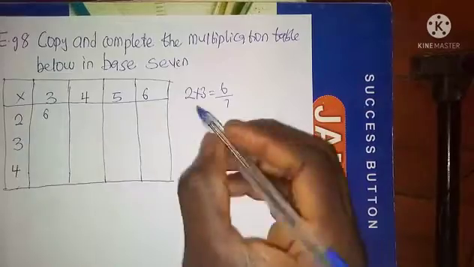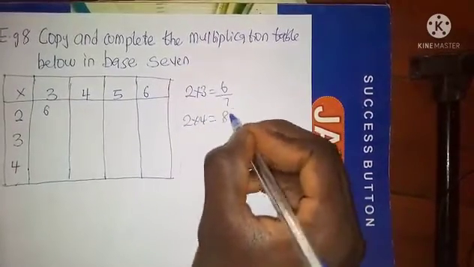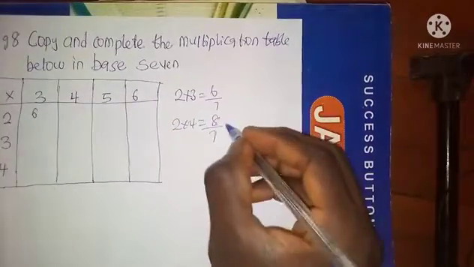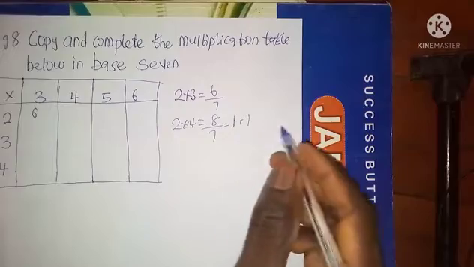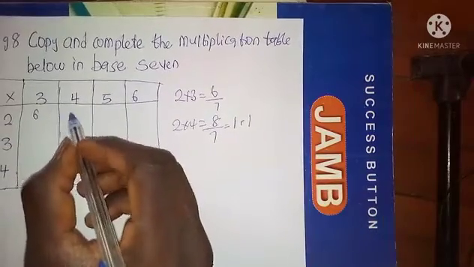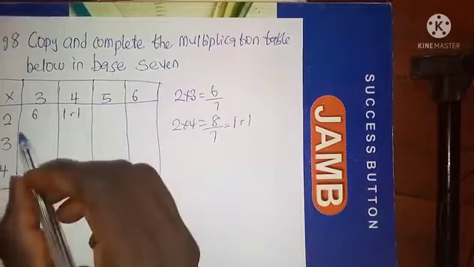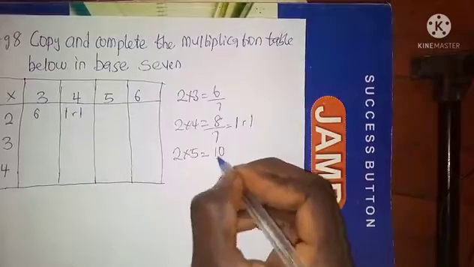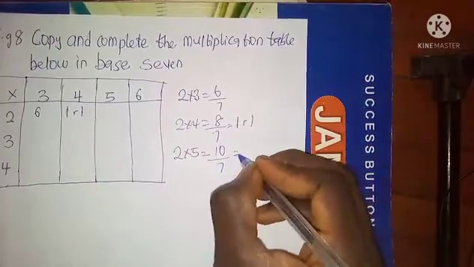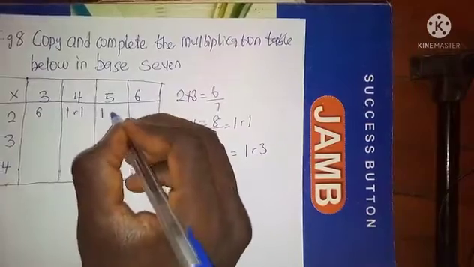So we have 2 multiplied by 4, where we have 8. So 7 can go in this now. We are going to have 1, remainder 1. So when you have 1, remainder 1, this is going to be 1, remainder 1. So we have 2 multiplied by 5, this is 10. So 7 goes in once, 1, remainder 3. You are going to have 1, remainder 3.